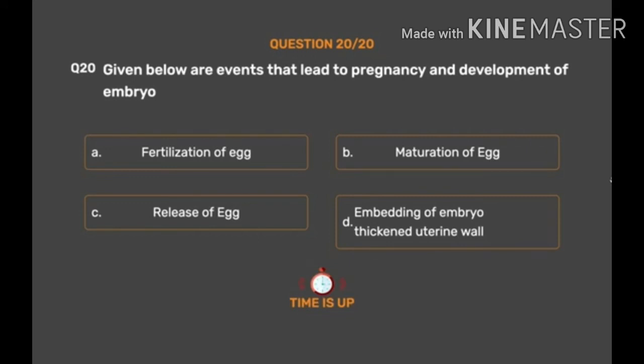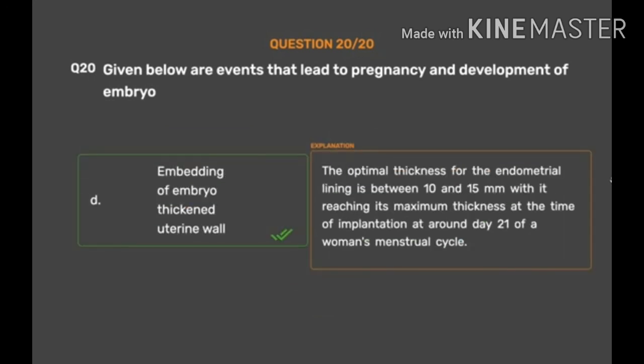The correct answer is option D. Embedding of embryo in thickened uterine wall. The optimal thickness for the endometrial lining is between 10 and 15 mm, with it reaching its maximum thickness at the time of implantation at around day 21 of a woman's menstrual cycle.